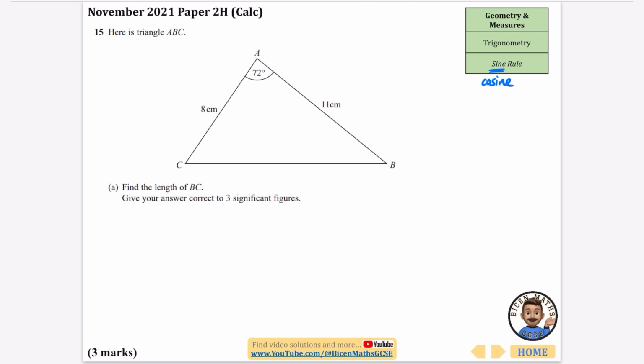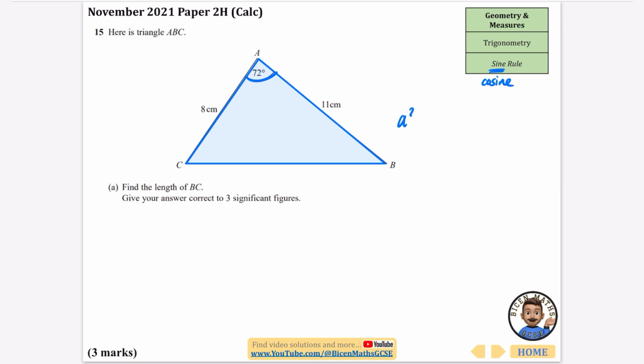And the one that we're looking for here is BC. Because we are looking for BC, and we also know the length of AC and the length of AB as well, this means we can actually use the cosine rule. I'm just going to do that one so it's a straight line as well. And we know this angle that is opposite over here, which is 72. So I'm going to call this side, which is opposite, just BC in this question.